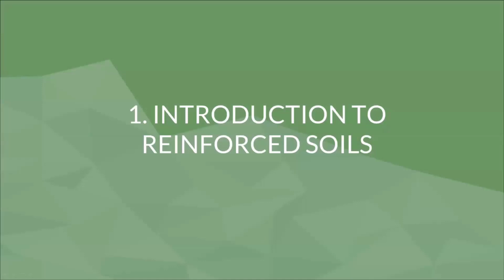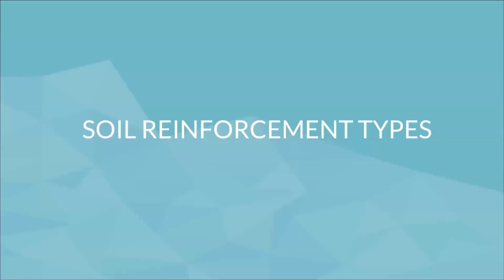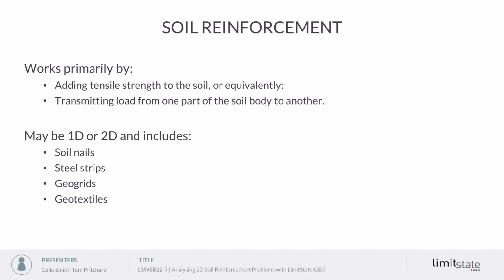So we'll start off with an introduction to reinforced soils and soil reinforcement types. Soil reinforcement, as I'm sure you all know, works primarily by adding a tensile strength element to the soil, or equivalently transmitting load from one part of the soil body to another. This might be one-dimensional or two-dimensional reinforcement, including things like soil nails, steel strips, geogrids, geotextiles, etc. We're going to be focusing on the two-dimensional reinforcement in this presentation.